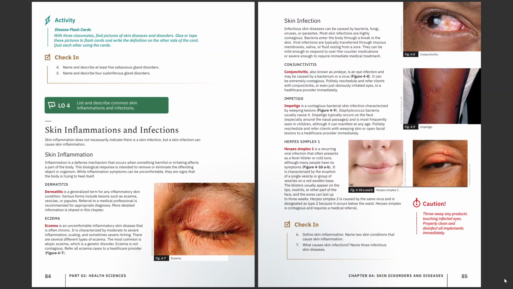We are on page 84 in the Milady Cosmetology book, Health Sciences, Skin Disorders and Diseases.